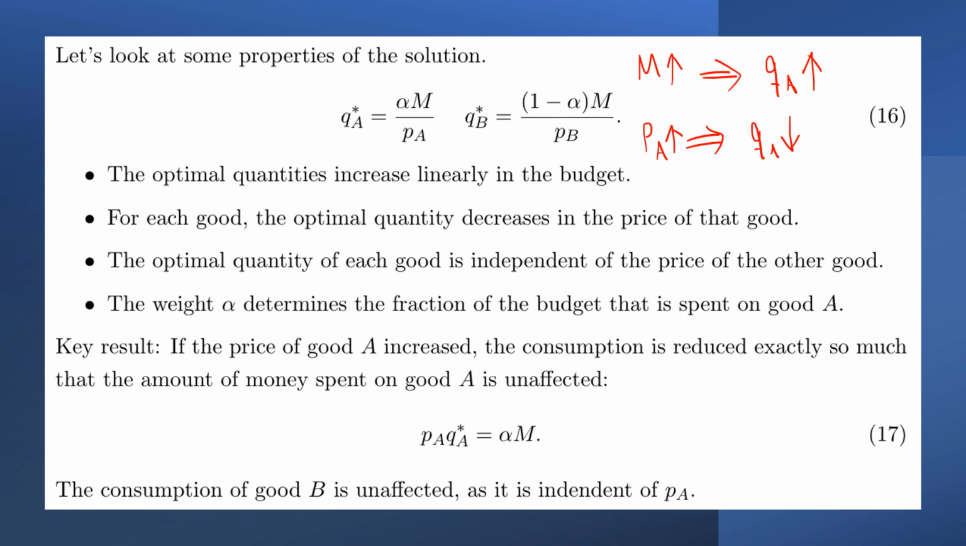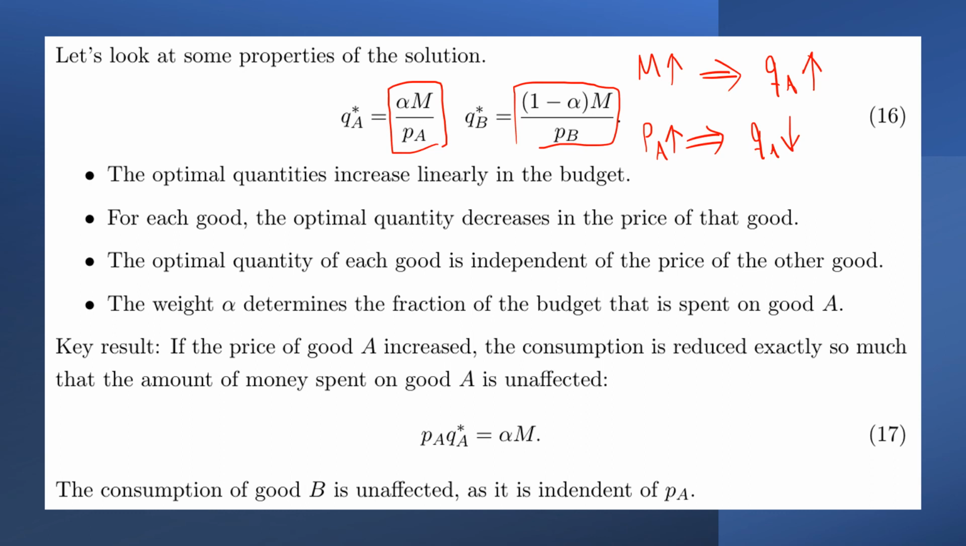The third point is that the optimal quantity of each good is independent of the price of the other good. So in the expression of QA star, there's no PB. And in the expression of QB star, there's no PA. So if the price of good B changes, nothing happens to my consumption of good A, and vice versa.